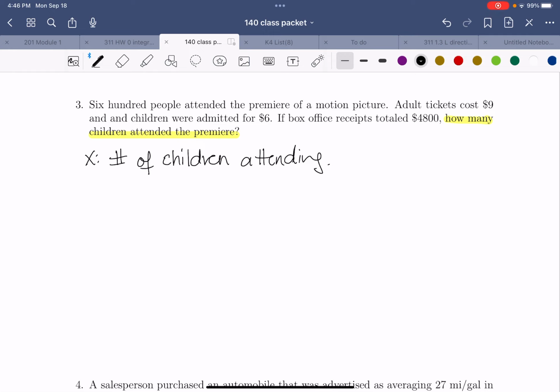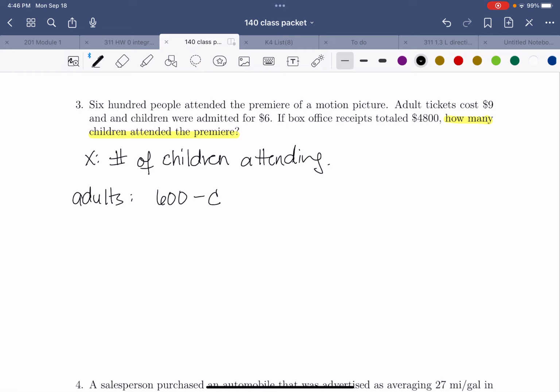Now I need to know how many adults in terms of the children. So adults, let's see, we have a total of 600 people. If X of those people are children, then the rest are going to be adults. So adults are going to be the 600 minus the number of children.